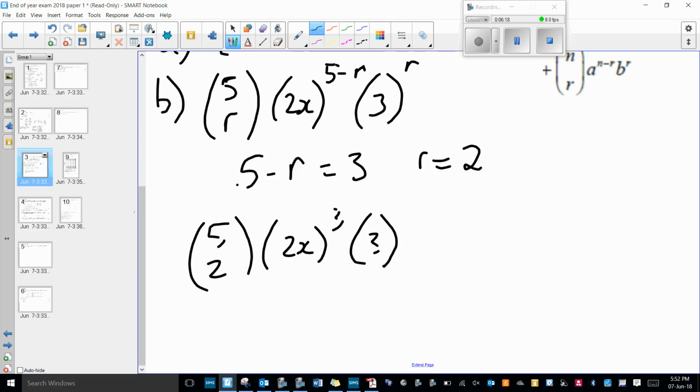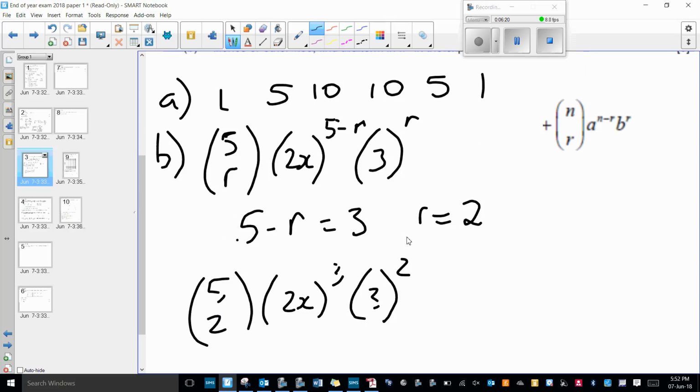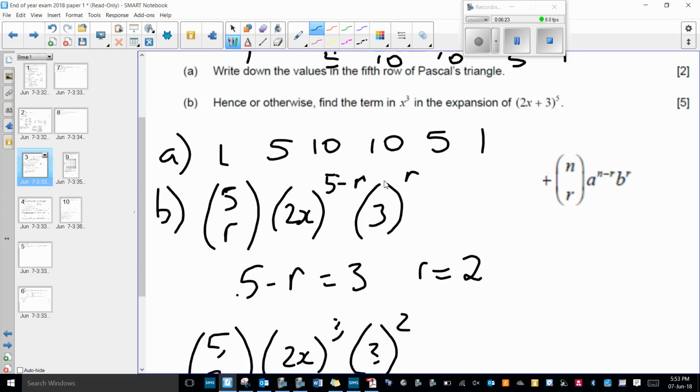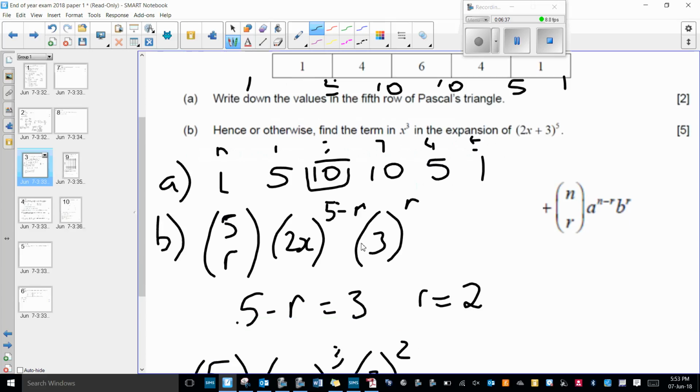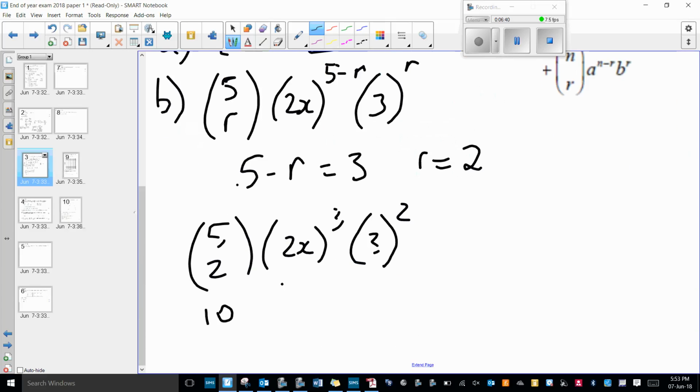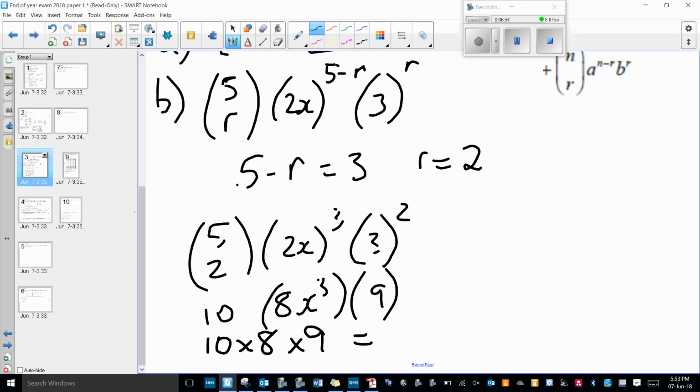Right, we had to find the 5th row of Pascal's triangle. Remember, when we are counting, we start with 0, 1, 2, 3, 4, 5. And so if we're finding 5C2, we are identifying this is our value here. So that's 10. (2x) all cubed is 8x cubed. And then this is 9. So then we've got 10 multiplied by 8 multiplied by 9, and x cubed I should keep, which is 720x cubed.